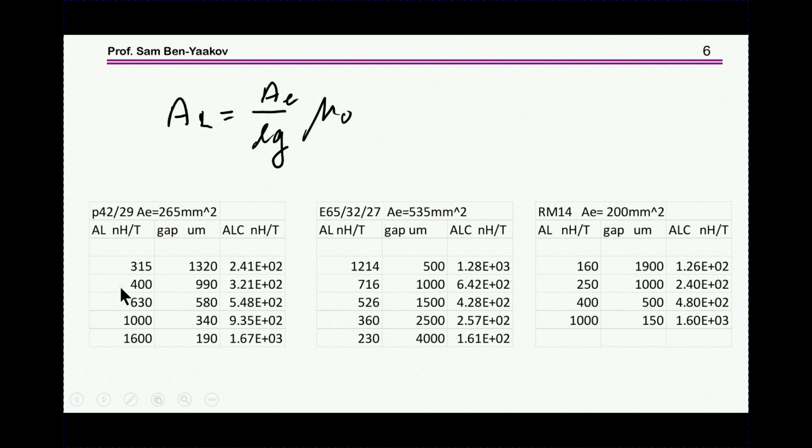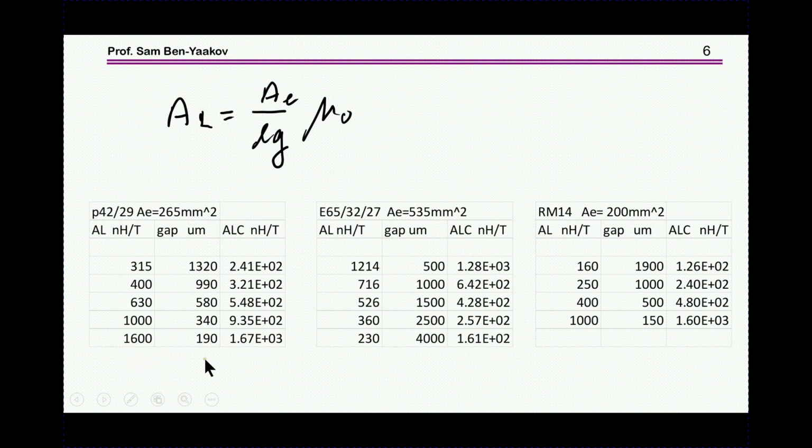And you can see that it's pretty close. It's not exact, because there are many approximations here. First of all, the fringing effect and some other factors. In general, however, we see that it's a pretty good approximation. At least it gives you an impression of what is the A sub L. Here it's 315. This is in nanohenry per turn. And here I'm getting 241. 400, 321, and up to 1600 I'm getting 1670.